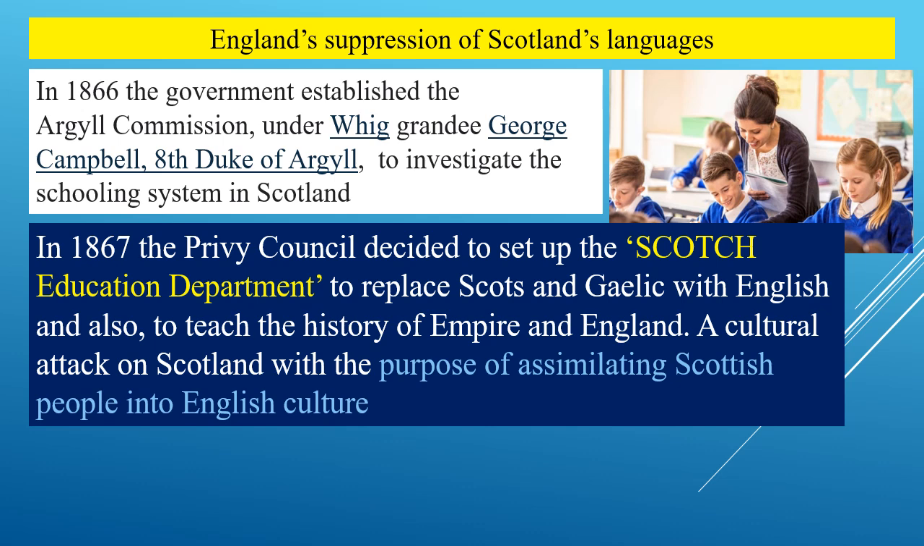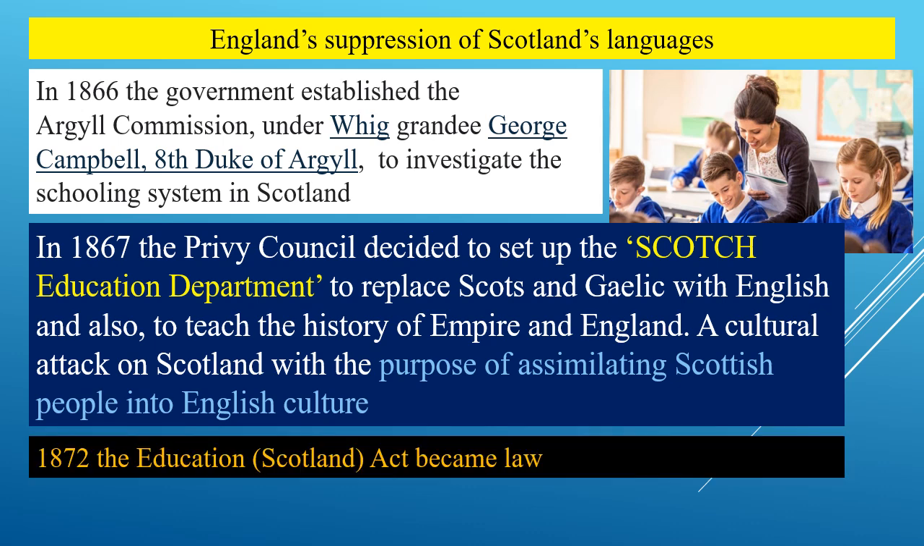The primary focus of this change was an attack on Gaelic and also to focus on reading, writing and arithmetic, with the teaching of history to change to the Empire in England to come soon after. This plan of the Privy Council became law in 1872.